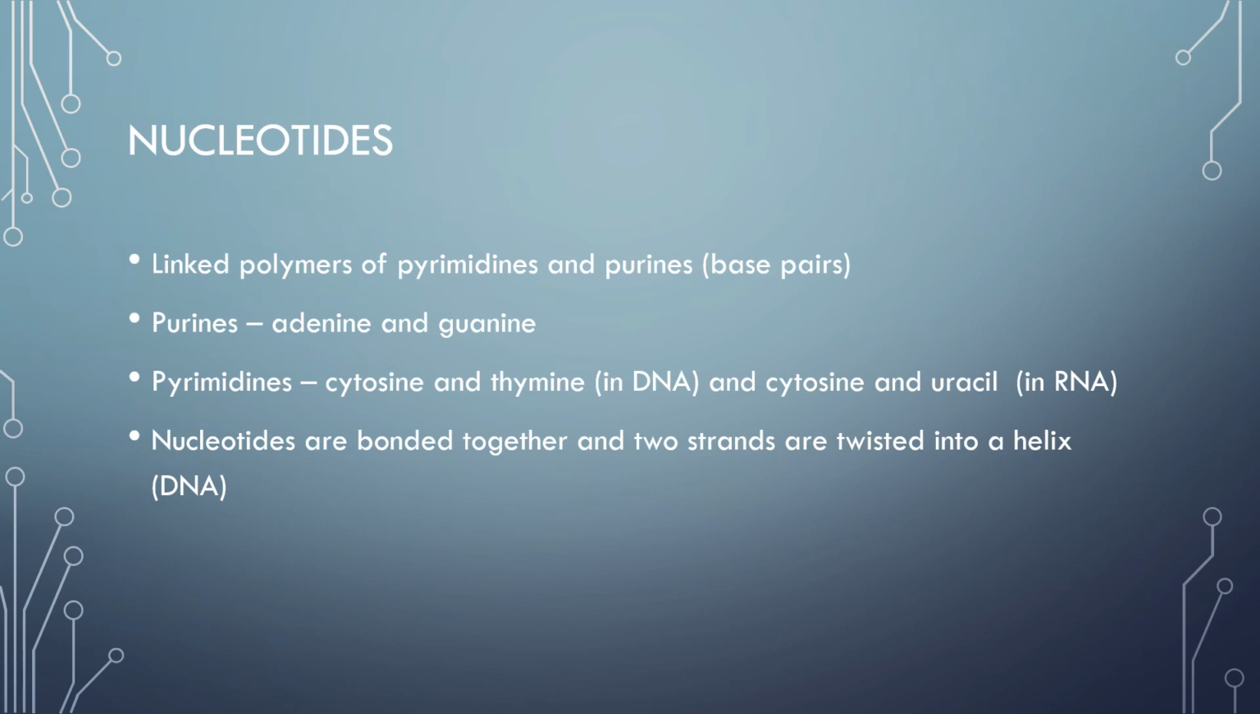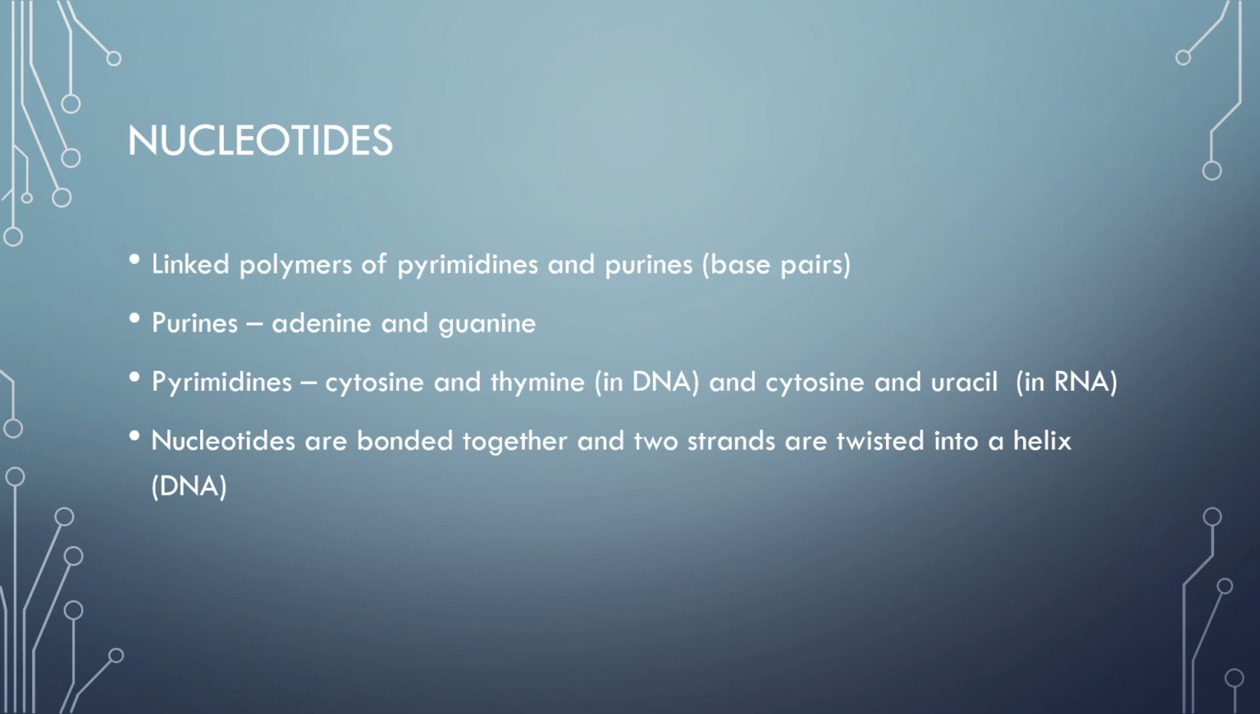Nucleotides form the basic structure for DNA and RNA. They're linked polymers of pyrimidines and purines, which are also known as base pairs. They're called a base pair, especially if you have something like adenine and thymine that are connected by a hydrogen bond. That's called a base pair. A polymer is a molecular structure made of similar type bonds.